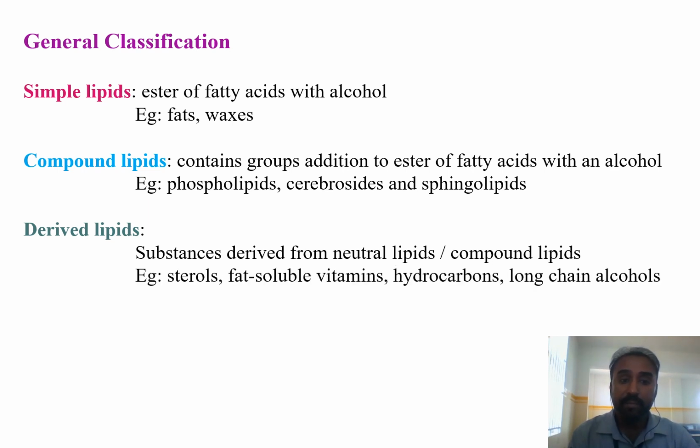Simple lipids are esters of fatty acids with alcohol. Compound lipids contain an additional group, such as phosphorus in phospholipids, and also cerebrosides and sphingolipids. Finally, derived lipids are derived from compound lipids or neutral lipids. Examples of derived lipids are sterols, fat soluble vitamins, hydrocarbons and long chain alcohols.